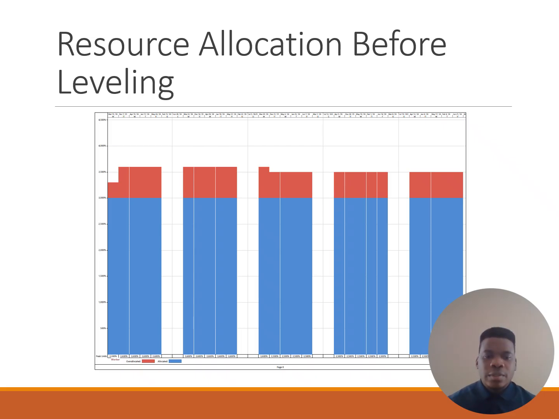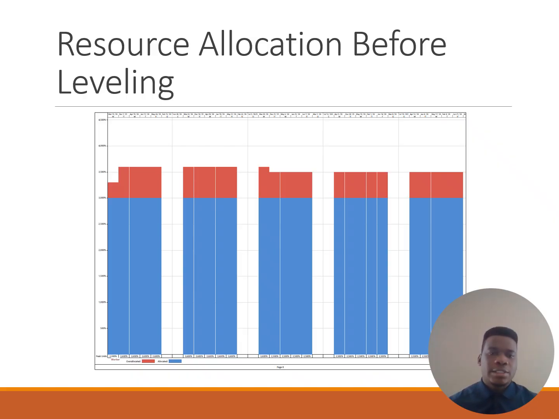So now we're going to look at resource allocation before leveling. I just took a snippet of a date in 2026, between July and about August, to see the changes before allocation and after allocation. So I took this screenshot within the same time frame.